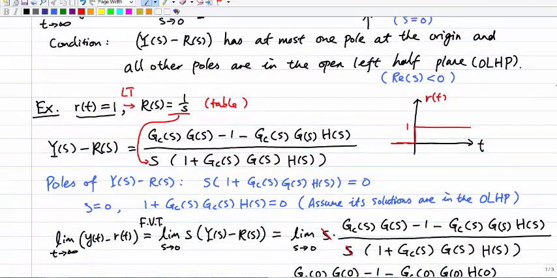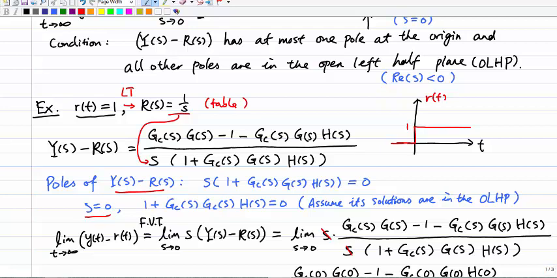We're done. So the poles of Y(s) minus R(s) are given by setting the denominator to be 0. So you find the solution. Apparently one of them is s equal to 0. The other ones are given by 1 plus Gc(s)G(s)H(s) equal to 0. Whatever solutions there are for this equation will be the poles for Y(s) minus R(s). Here we assume that the solutions to this are all in the open left half plane, which satisfies the condition because I have one pole at the origin and the others in the open left half plane.